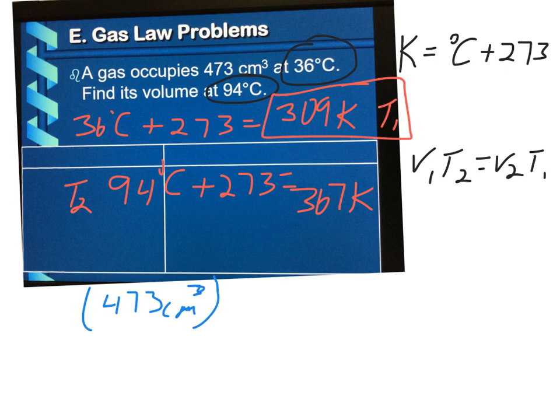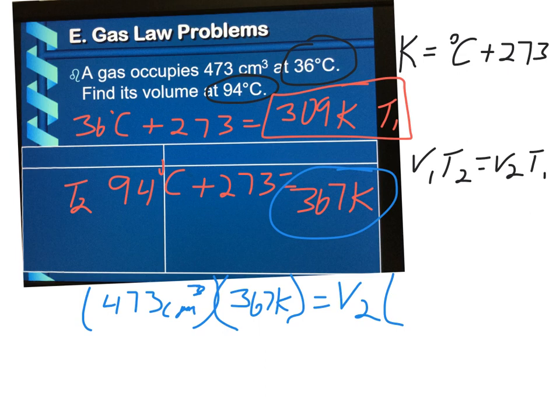Okay, so my V1 is 473 centimeters cubed. My T2, make sure you're getting the second temperature, that's the 367 K, equals. Then my V2 is what I'm missing. And now I need my T1, which is what? 309. Very good. So now, this is just like the problems that we did with molarity, right? The molarity by dilution. You're solving for x. I want that V2 by itself. So my answer is going to be in milliliters, or sorry, centimeters cubed.